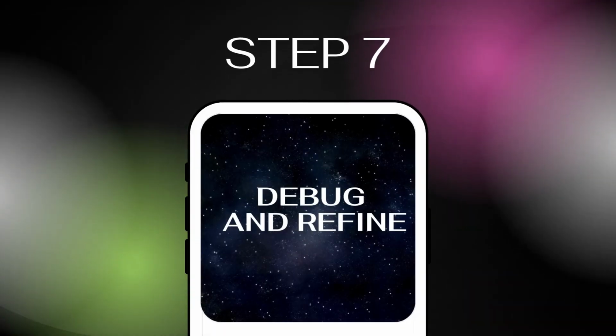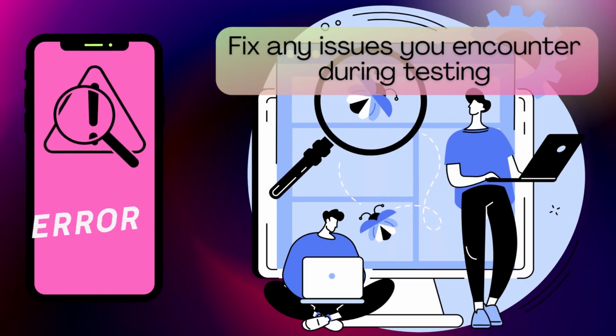Step 7. Debug and refine. Fix any issues you encounter during testing and improve your app's design.